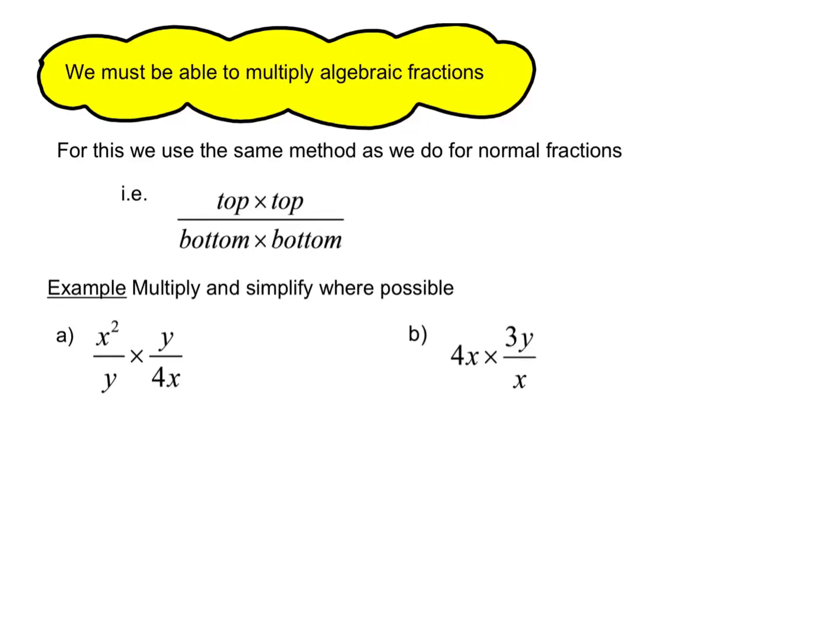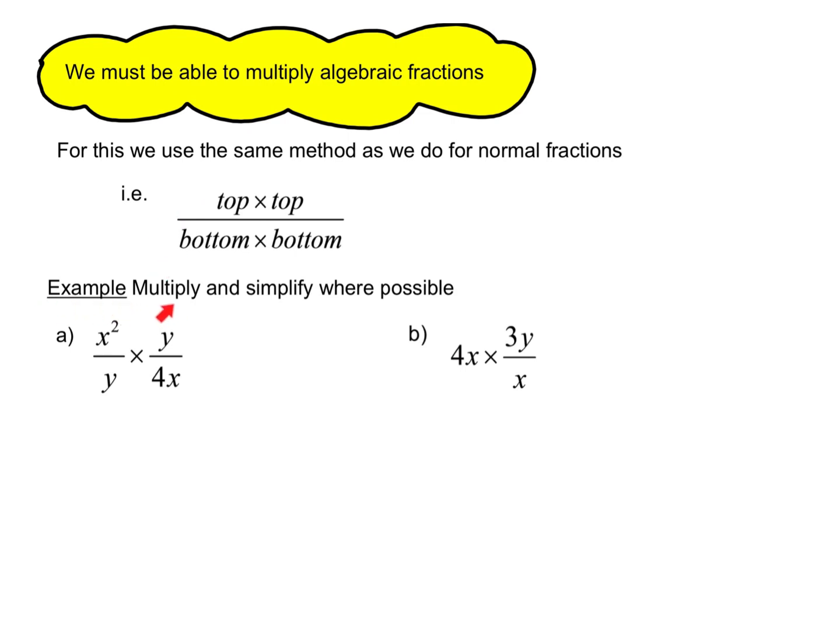In this video, we're going to look at how to multiply algebraic fractions. Now, this uses the kind of same method we used for multiplying normal fractions. We just multiply the two top parts, or the two numerators, and we multiply the two bottom parts, or the two denominators. It's just easier to say top times top over bottom times bottom.